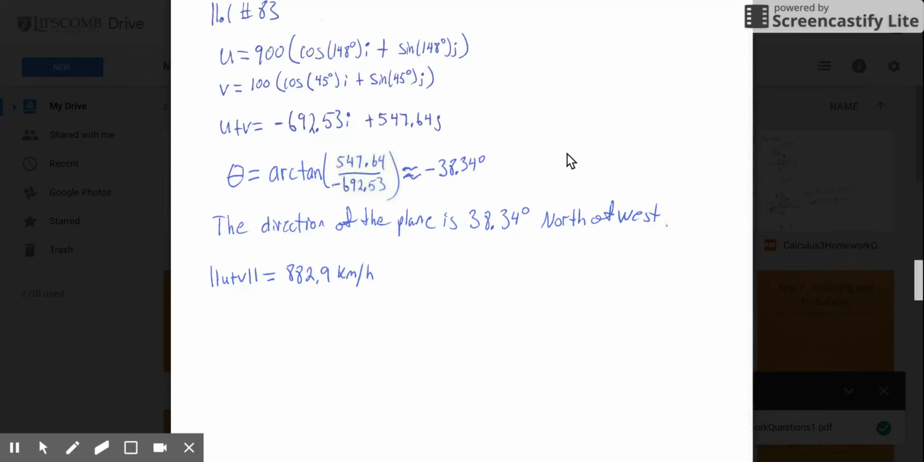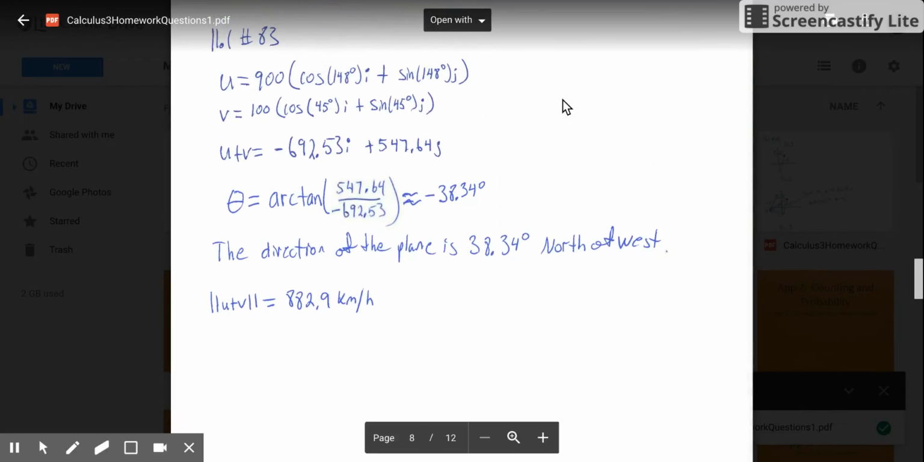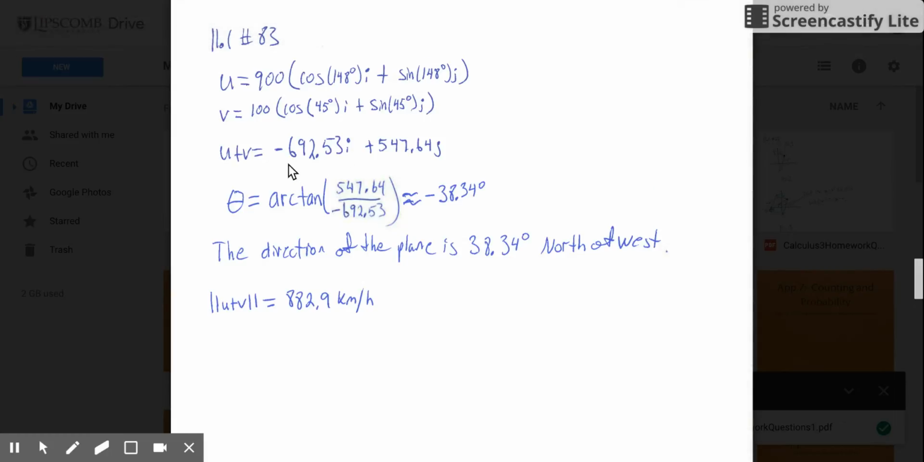Vector v, we can write in a similar manner, 100 kilometers per hour, and also using its angle of 45 degrees, which is given to us in the diagram. So finding the resultant u plus v, we simply add those two vectors together, and you get negative 692.53i plus 547.64j.